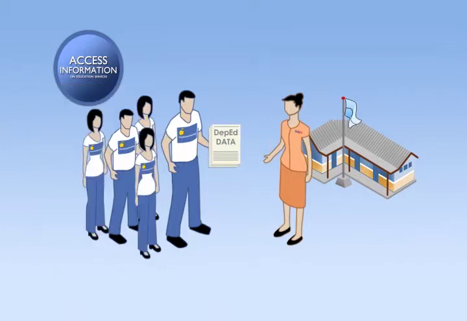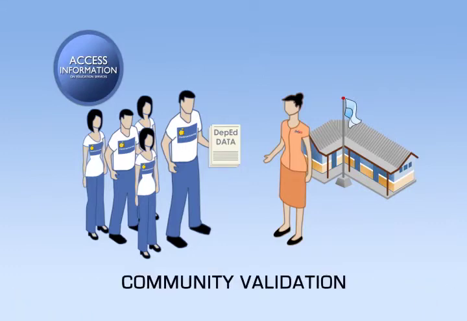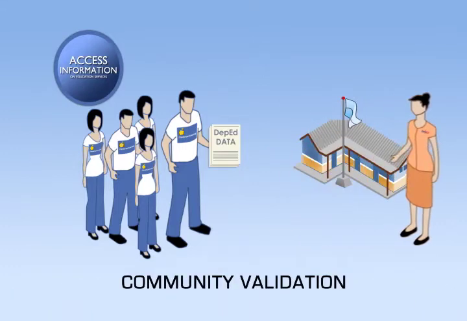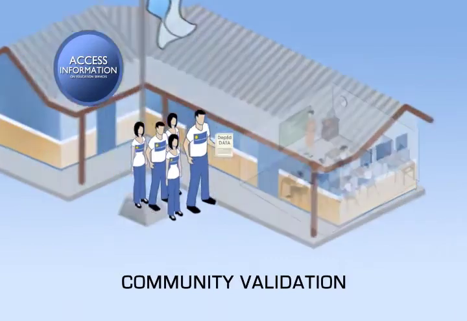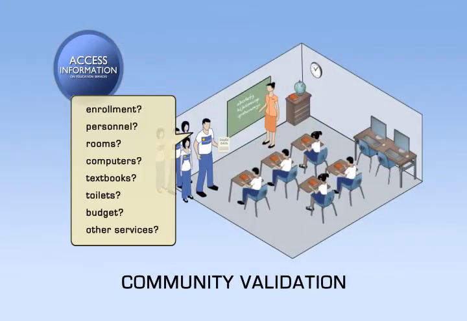When you already have that information, you have to validate them, and we called it the community validation. So you go to the school itself and check manually those items. So you count the number of students, the number of books, the number of classrooms, the number of computers. So you practically do counting like you do counting of votes during elections.